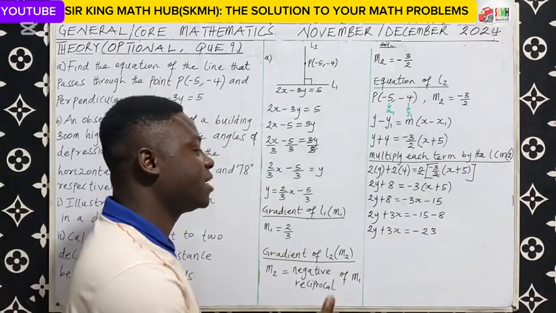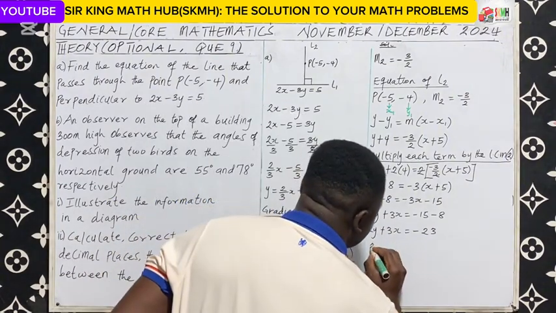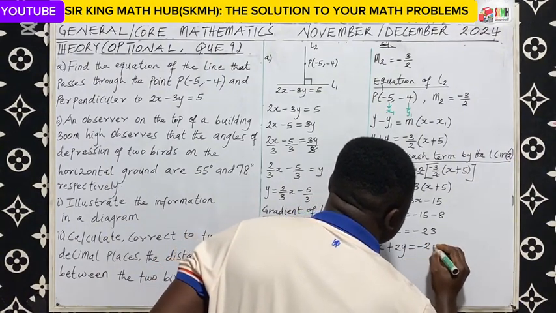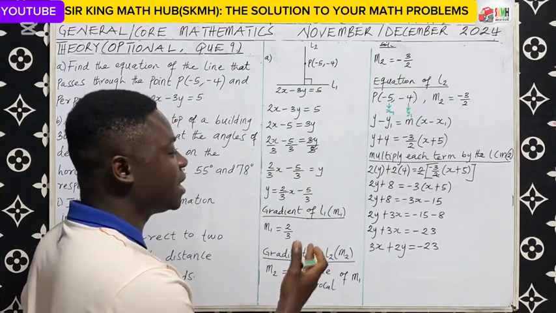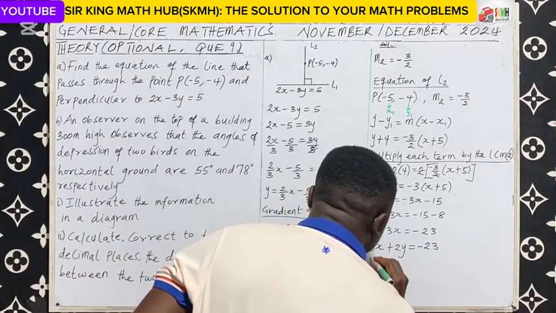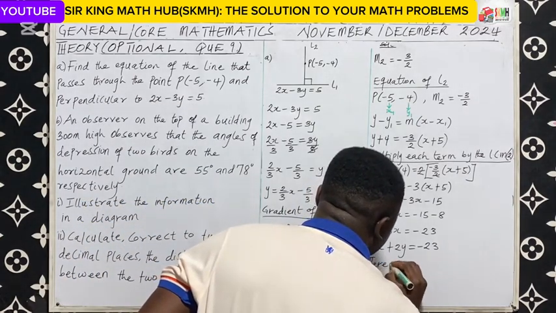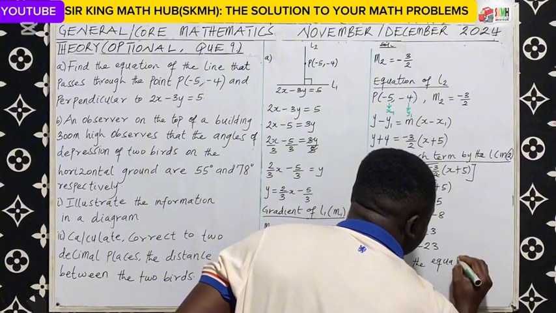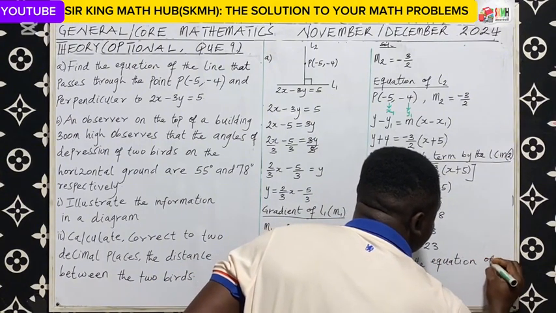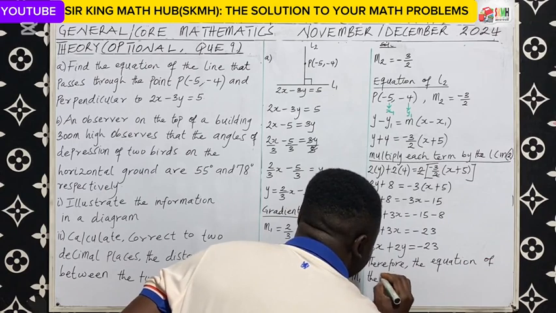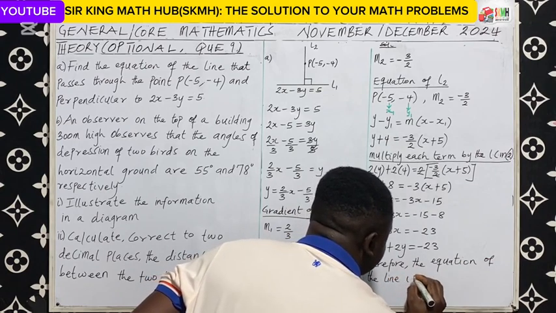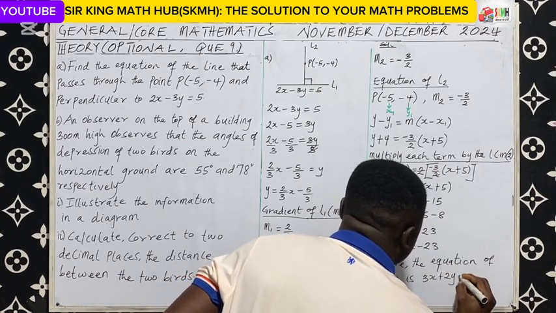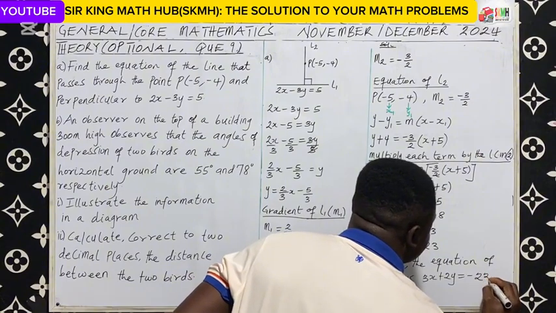But basically, alphabetically, x comes before y, so 3x plus 2y is equal to minus 23. So that is the equation of the line. So we can conclude that the equation of the line is 3x plus 2y is equal to minus 23.